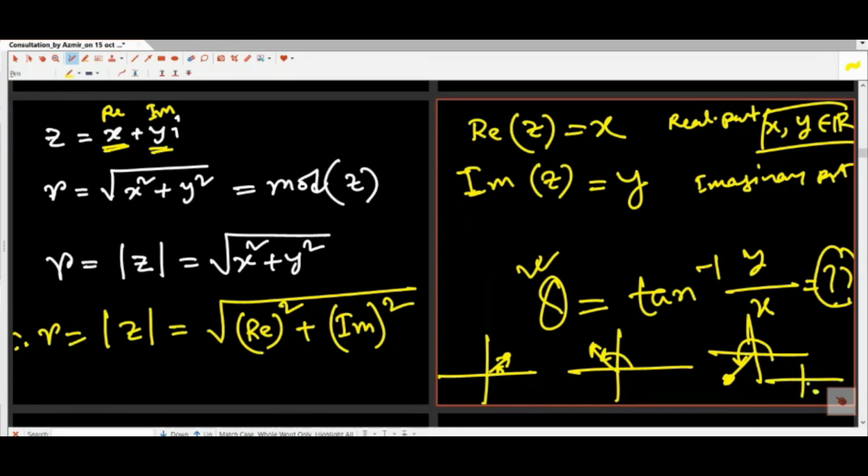Similarly, if we have a point in the fourth quadrant, you have to adjust the angle. So for the first quadrant, you don't need to have any tension. Use this formula, you will get the result. For the second quadrant, there may be some options. For the third quadrant and fourth quadrant, you need to adjust.